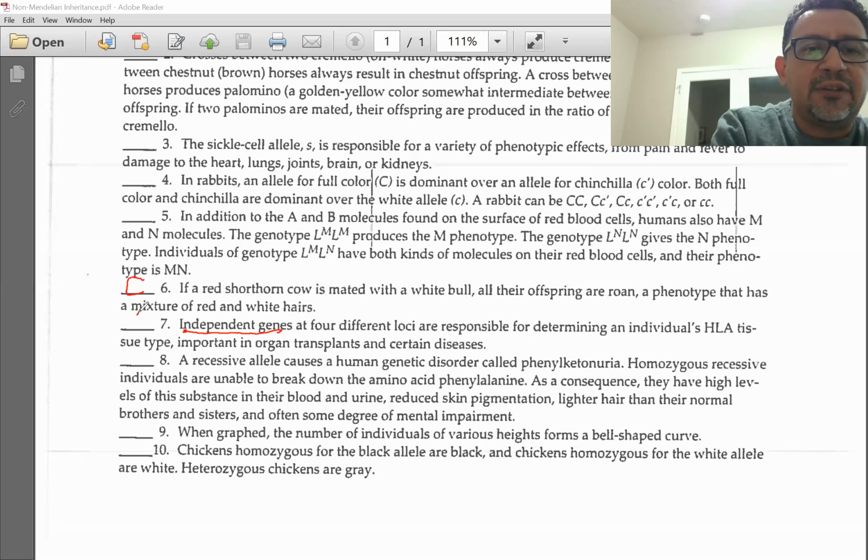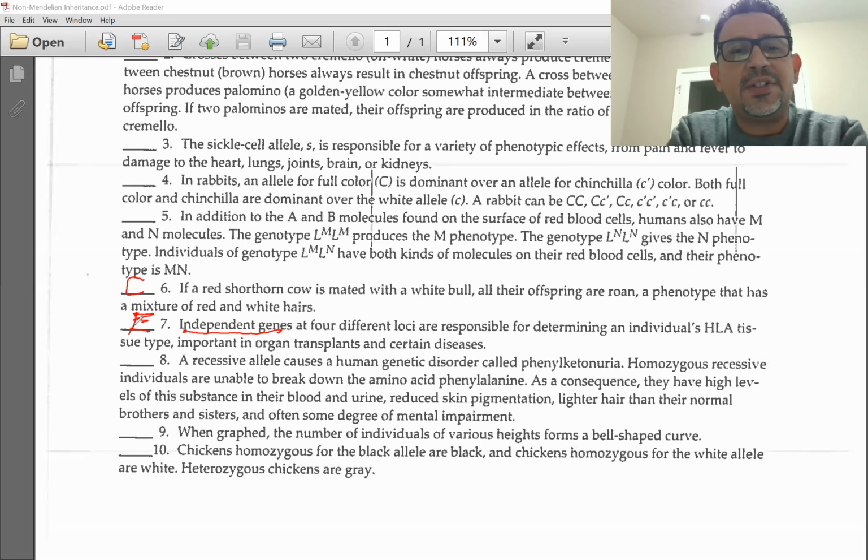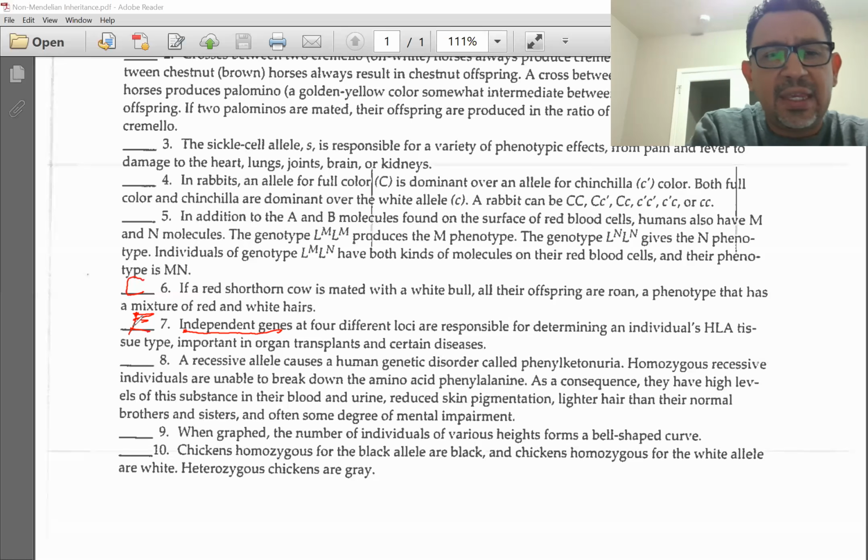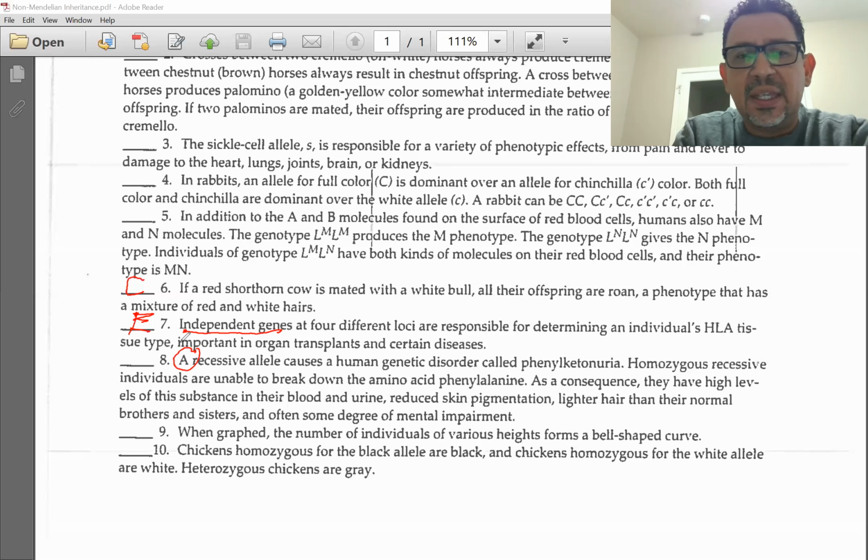So we're going to be using the letter for polygenic inheritance was a capital E, according to the list of items we had at the top of this page. All right, let's go to number 8. It says here that a recessive allele causes human genetic disorder called phenylketonuria. One allele, keep track of the numbers, just a recessive allele, just one. And look at all that it does. If a person is homozygous recessive, they are unable to break down amino acid, phenylalanine.